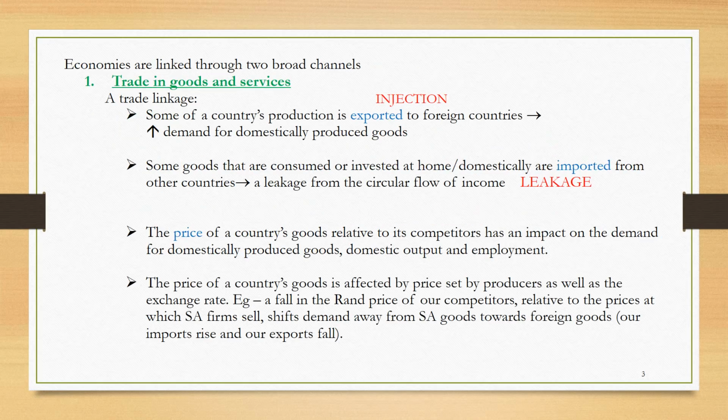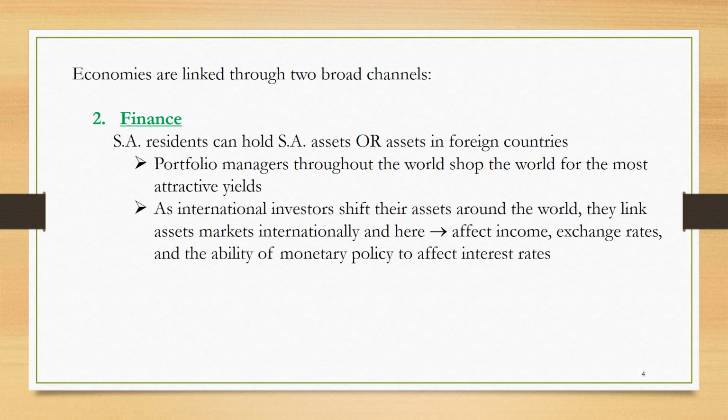Economies are linked in two broad ways. Number one is this trade in goods and services, but they're also linked through finance. And this became very evident in 2007-2008 with the collapse of US securities, which reverberated around much of the world, showing how extensively economies are linked. So South African residents, households, banks, corporations, can hold either South African assets or foreign assets. So you can purchase South African treasury bills, corporate bonds, or you could hold some assets in foreign countries like Canada or Germany, for instance.